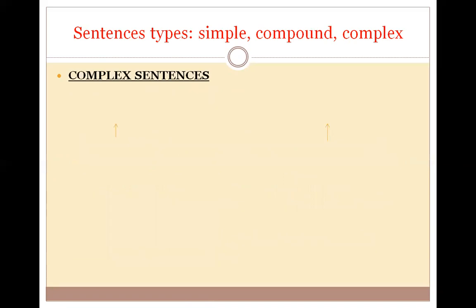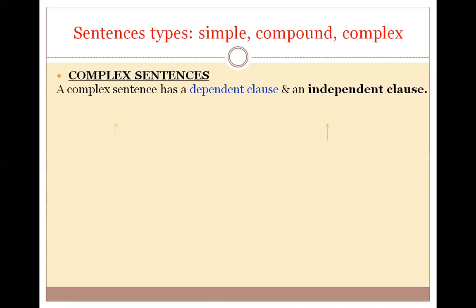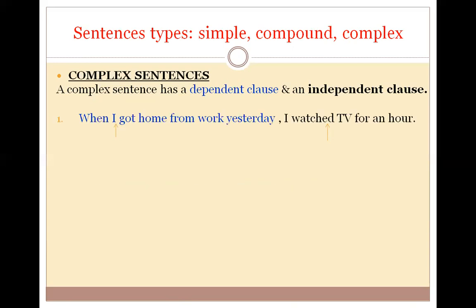Now it's complex sentences. Complex sentences have a dependent clause and an independent clause. Now you must be thinking, what is a dependent clause and how to describe a dependent clause. When I got home from work yesterday, I watched TV for an hour. Now just notice this thing. The highlighted blue phrase: when I got home from work yesterday.